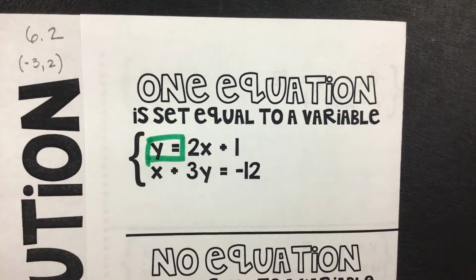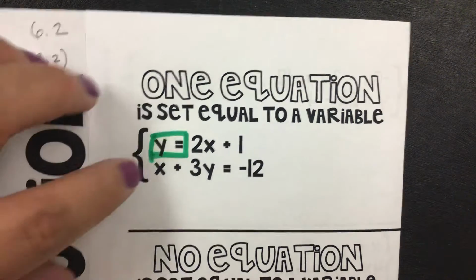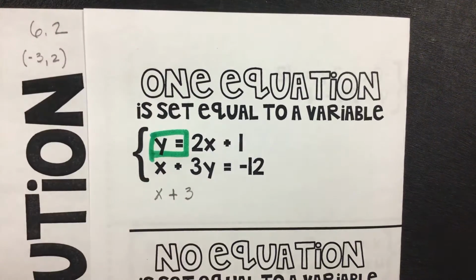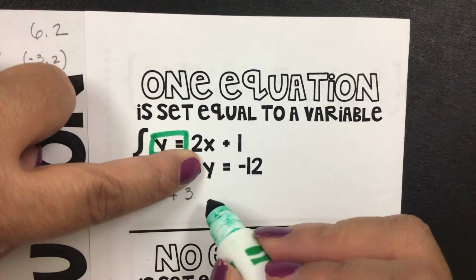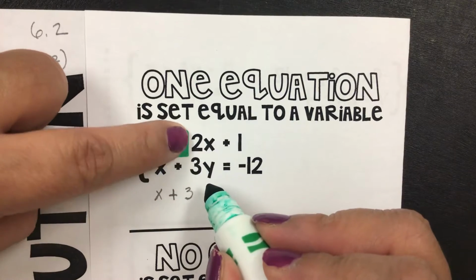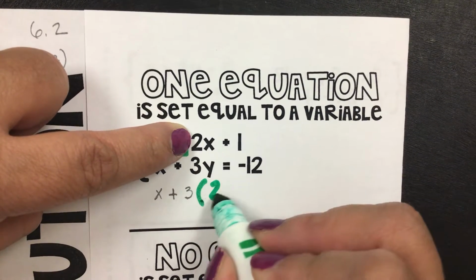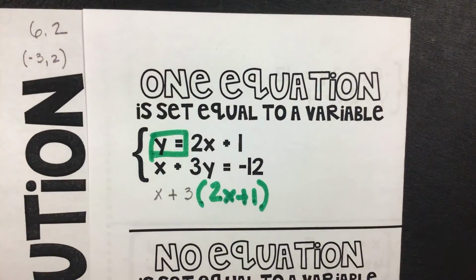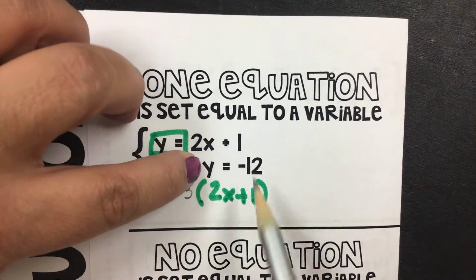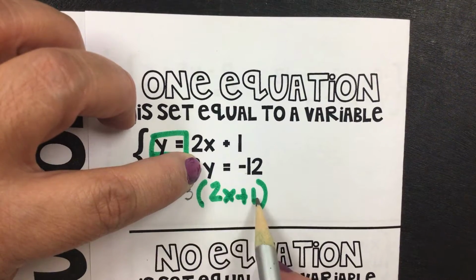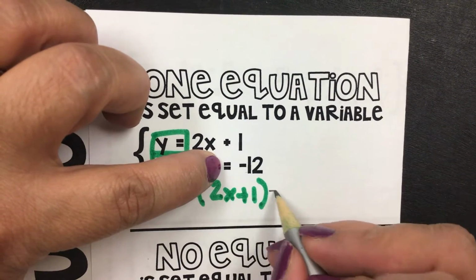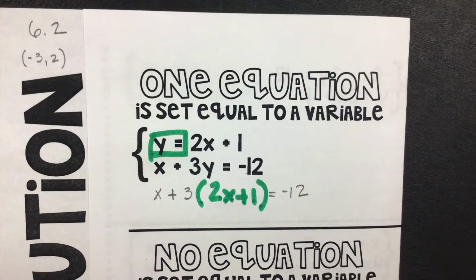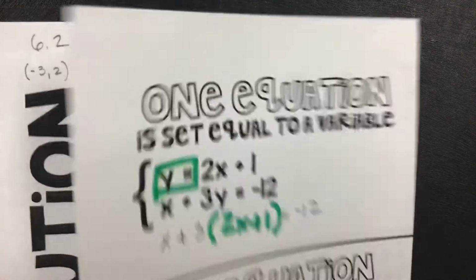When you have a situation like this, we're ready to substitute. So we're going to write x plus 3. And then instead of writing the y variable, we write the value of y, which is 2x plus 1. So that was the y value. Instead of writing y, we wrote the equation for y. But it's still going to be set equal to -12. And then we're going to go through the steps to solve these equations. So let's take a look inside.